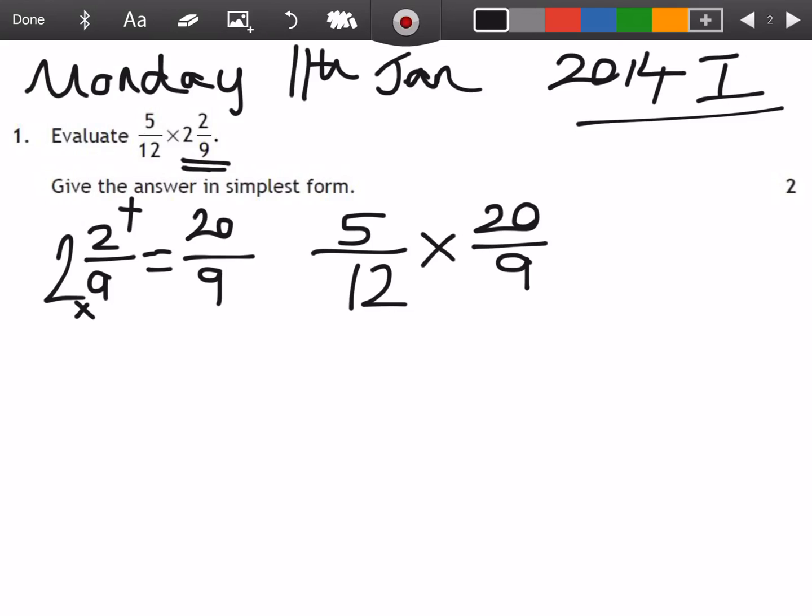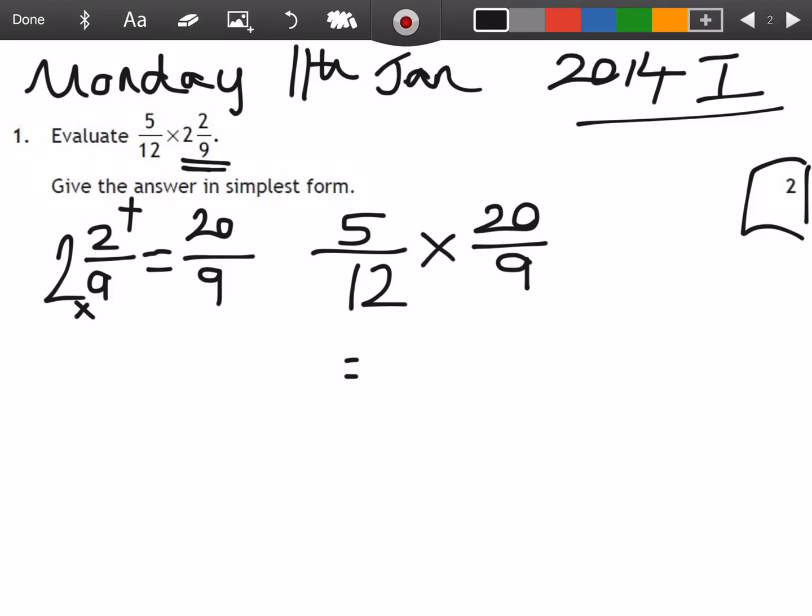Now, we've got a mark already. Okay, by changing the format of that and writing that as a top-heavy fraction, that is 1 mark. This is worth 2 marks, okay? So 1 mark already. Now, what we're going to do is a multiplication, okay? Now, quite often we find that people just multiply straight across the top. 5 times 20 is 100, 12 times 9 across the bottom. Remember, it's non-calculator, so we make sure you're okay.